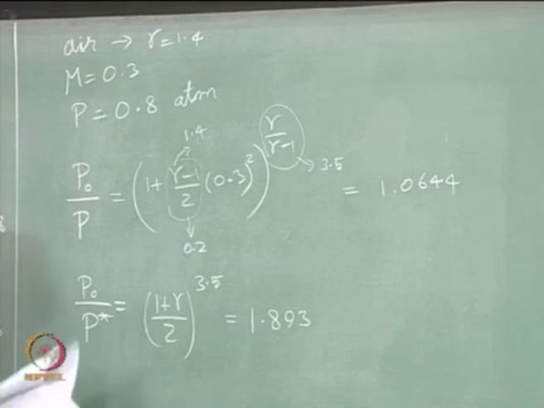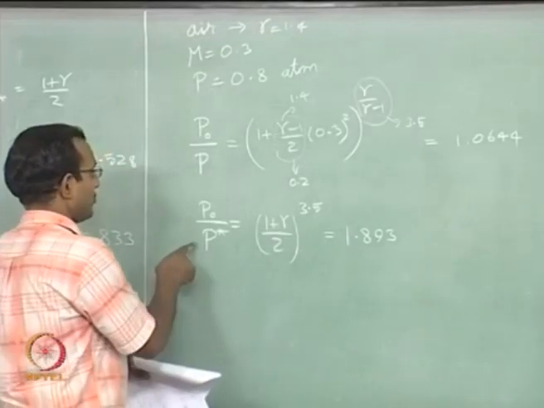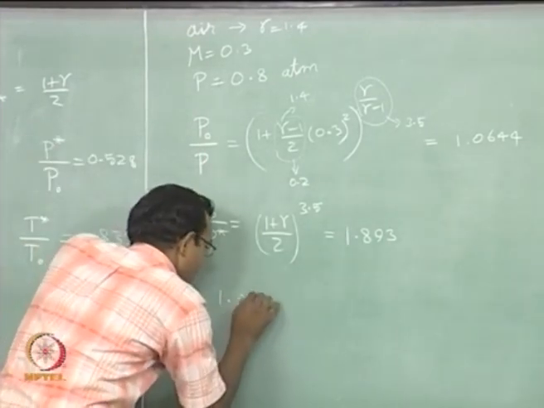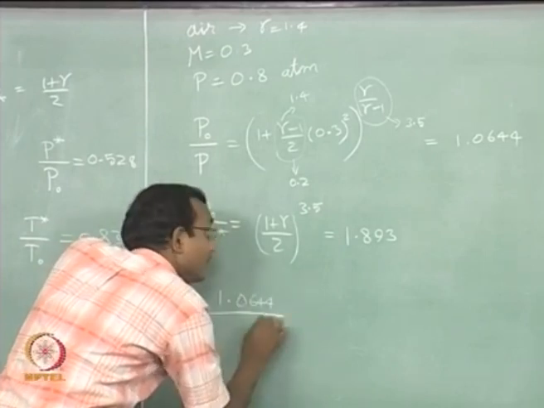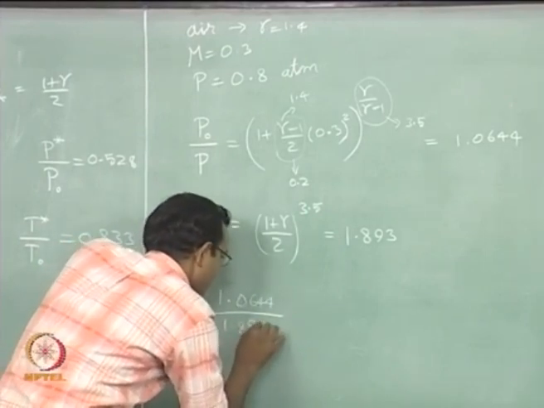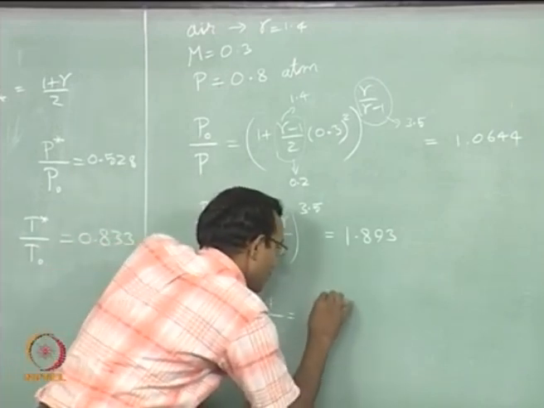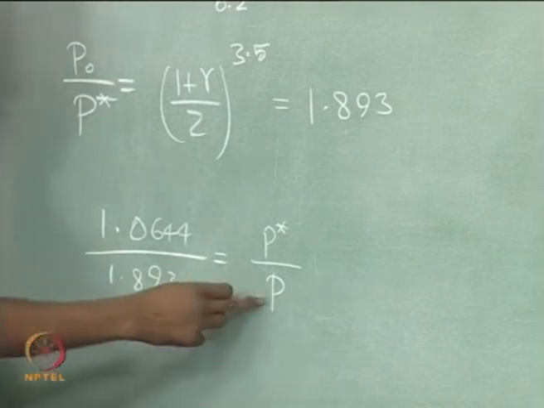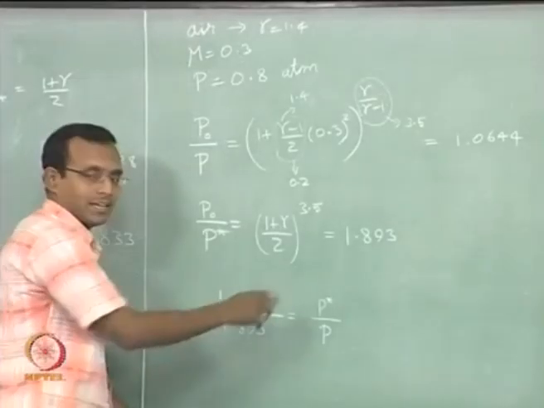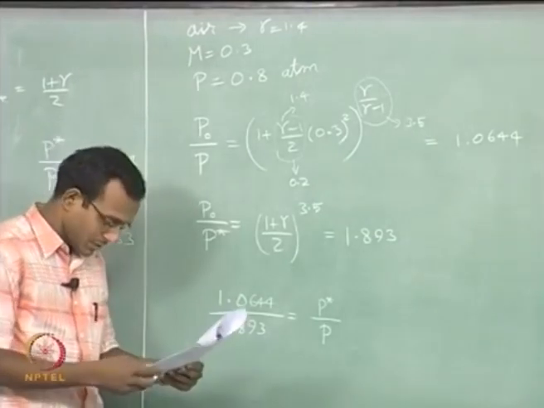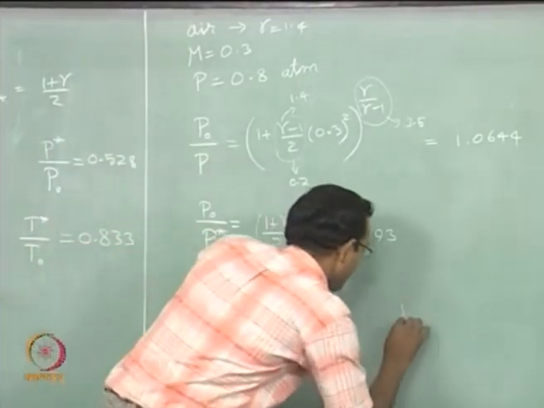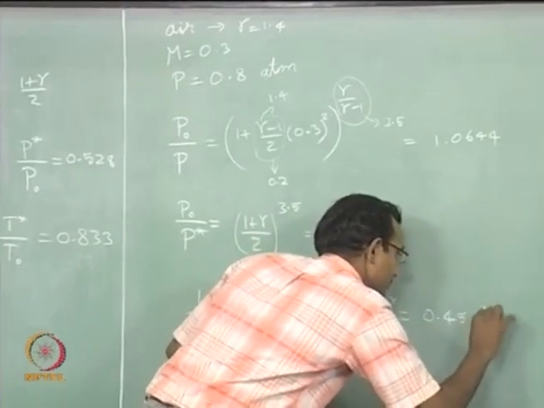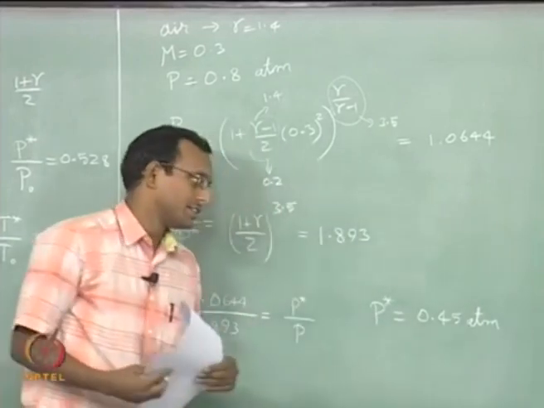Okay. So, I finally want P star in the numerator, so I will take this divided by this. So, 1.0644 divided by 1.893 is equal to P star by P. So, from here I can take P here, which is 0.8 atmospheres, I can get a P star. This is a simple enough way to solve, and the answer happens to be 0.45 atmospheres. Is the answer correct?